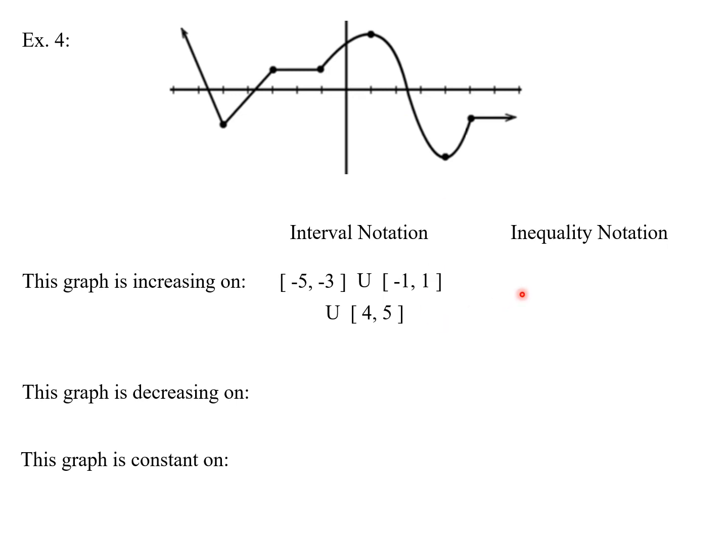And then in inequality notation, we could write it like that. X is between -5 and -3, x is between -1 and 1, and x is between 4 and 5.